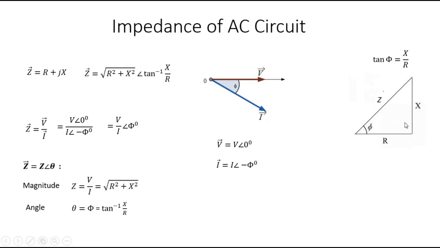If you are considering a right triangle, the adjacent side is the resistance, the opposite side is the reactance of the circuit, and the hypotenuse is the magnitude of impedance. All are magnitudes. So this is called the impedance triangle. An impedance triangle is a right triangle with the angle phi. Phi is the angle between V and I, or the angle of the impedance. The opposite side is X, the reactance of the circuit. The adjacent side is R, the resistance of the circuit, and Z is the magnitude of the impedance. So that is about impedance.